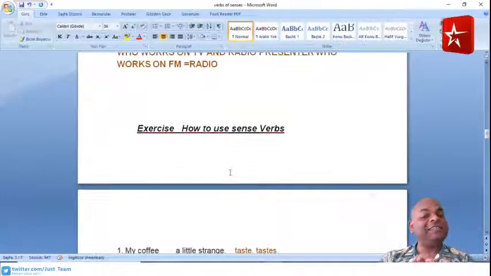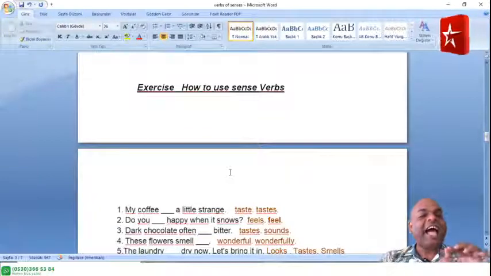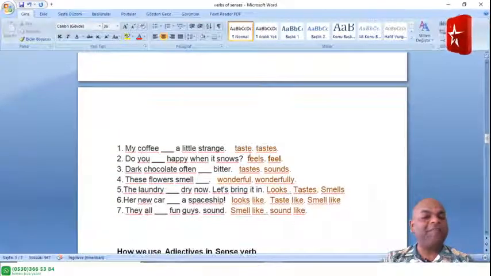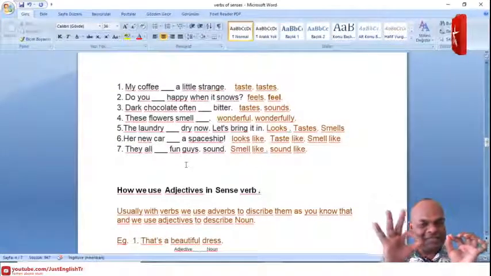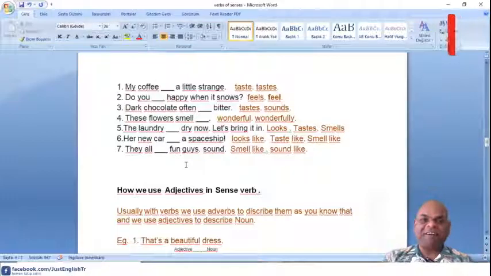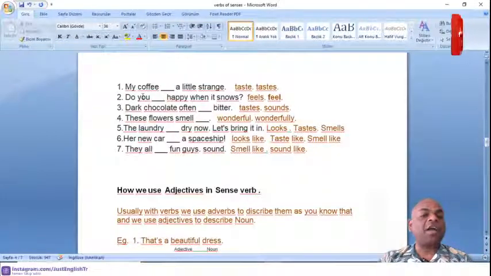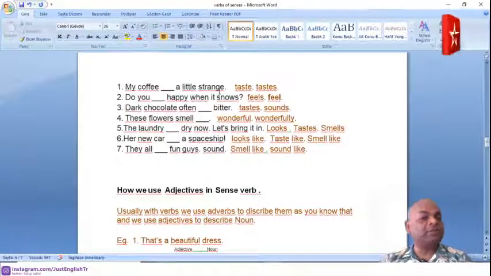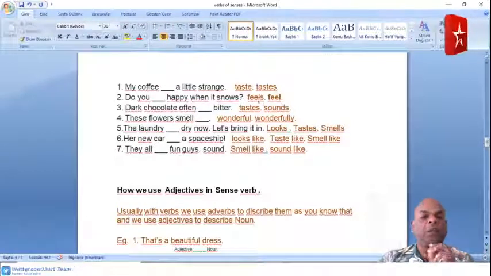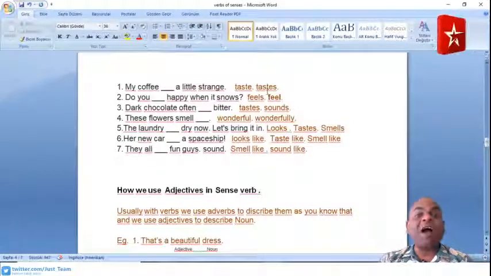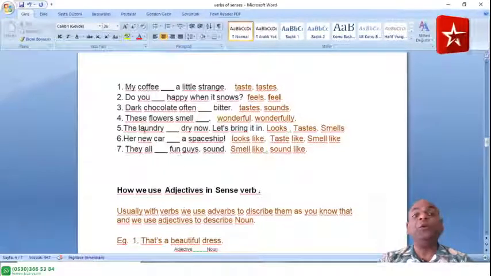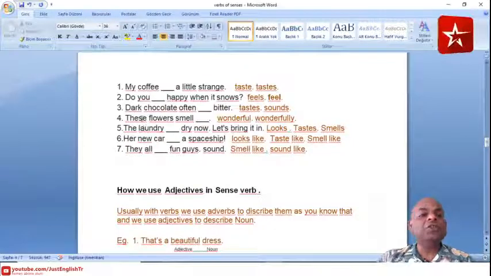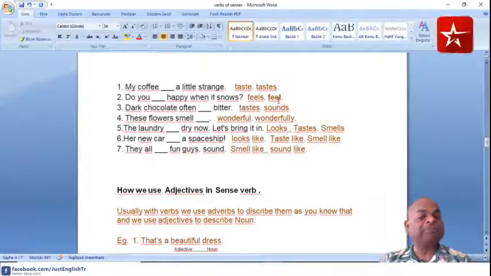Now guys, let's do this exercise together. How to use sense verbs. I've given it to you here. Let's do it together. Guys, let's put in the proper verb there. We have number one, my coffee dash a little strange. Now you will tell me what your answer for number one should be. Taste or tastes? And guys, tell me also for number two, do you dash happy when it snows, feels or feel?